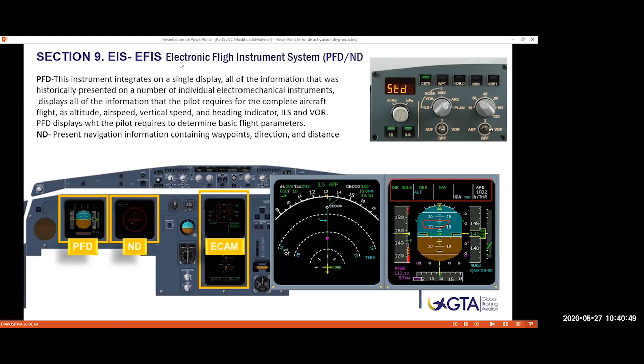What is the electronic flight instrument system? It's the thing that we are going to fly with. And if you see, there are four identical screens, two for the captain, two for the first officer. Their names are PFD and the other one is ND. PFD is the primary flight display. The other one is the ND. What is the PFD?